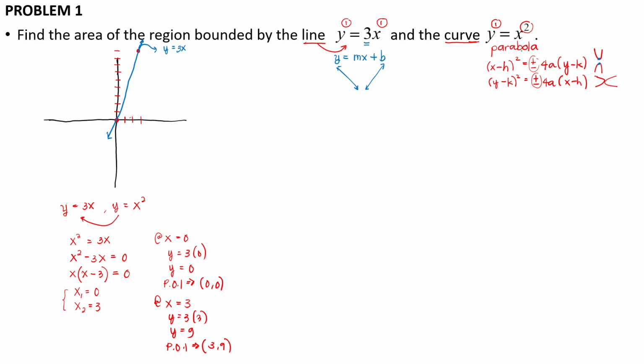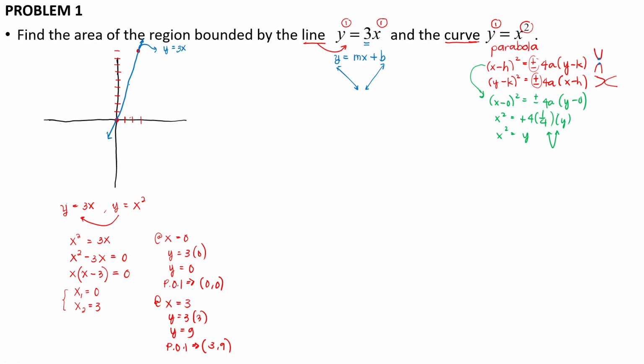Okay, so next is your parabola. Again, as we noticed, the linear part is your y aspect, meaning it will be opening upward or downward. Since we have positive 4a, notice that if our h is 0, this becomes x minus 0 squared is equal to plus or minus 4 times a, then y minus 0. So maybe our a is 1/4, that's why this becomes x squared, then positive 4 times 1/4. Probably the focus is at 1/4, so it times y. So we have x squared is equal to y. Notice that it is opening upward.